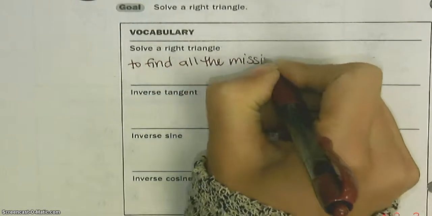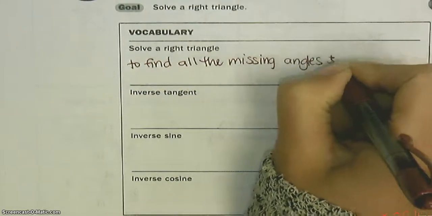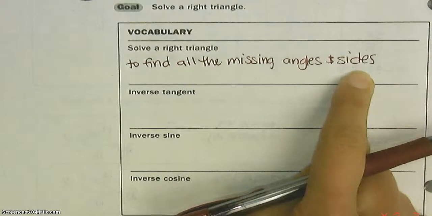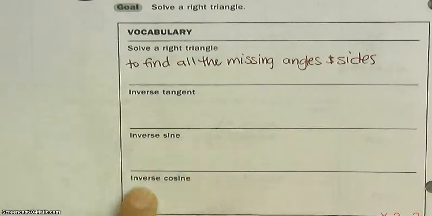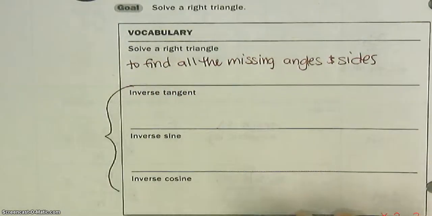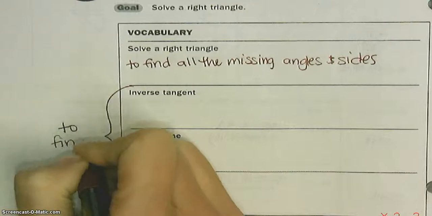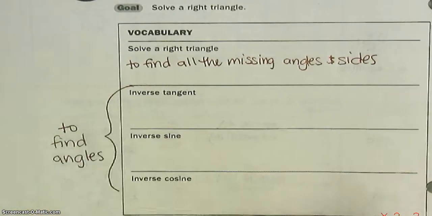All the missing angles and sides. So we've been doing a lot of working with sides, but we haven't done a lot of finding angles. So that's what we're going to use here. These are used only to find angles: the inverse tangent, the inverse sine, and the inverse cosine.